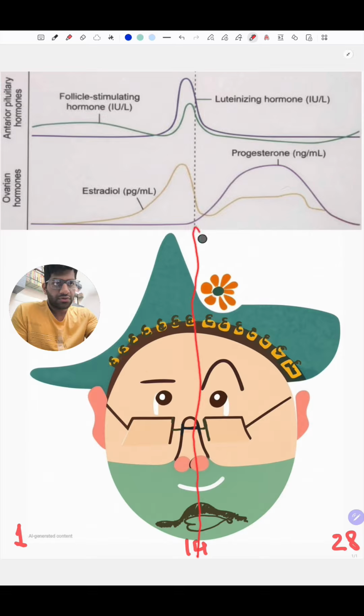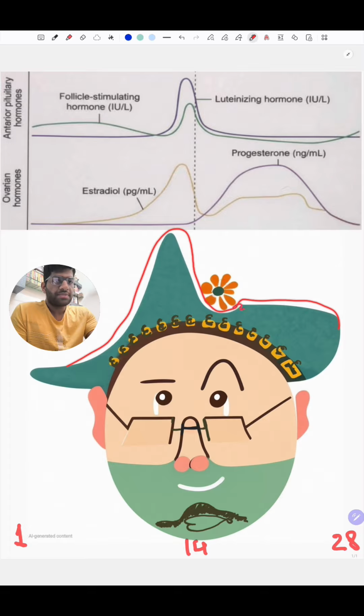And look at the shape of the hat. This part here is day 14, which is coming in the center. So the estrogen peak comes before day 14. So the estrogen curve will look something like this. There will be a dip in the middle after day 14. There will be a dip. And then again, it will rise a little.